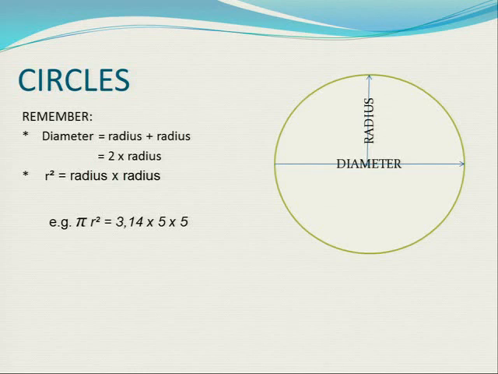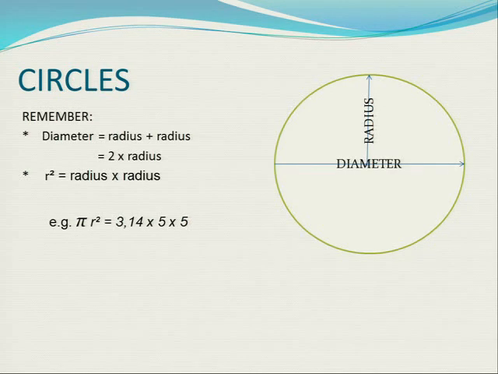Then we also have a circle. Remember, the diameter of a circle is one radius plus another radius will give you the diameter. The radius goes from the center to the end of the circle, and that's the radius. So sometimes they give you a formula where they use the diameter, but sometimes they also give you the formula where they use 2 times radius. It's exactly the same thing. So radius times 2 is the same as diameter.